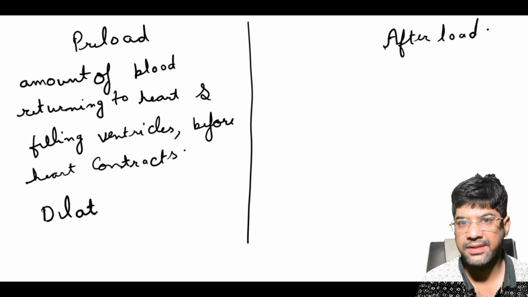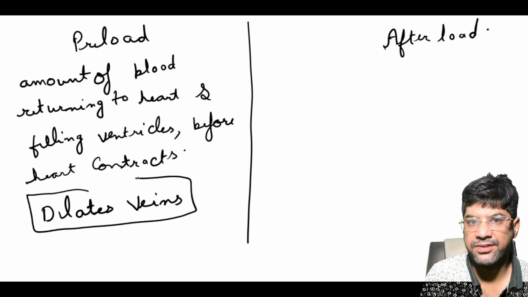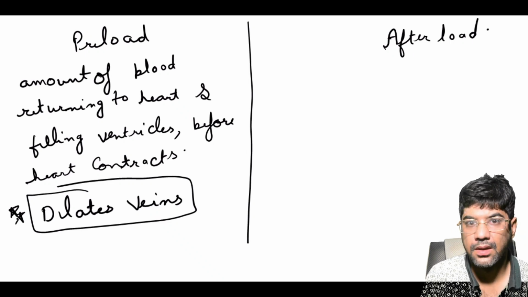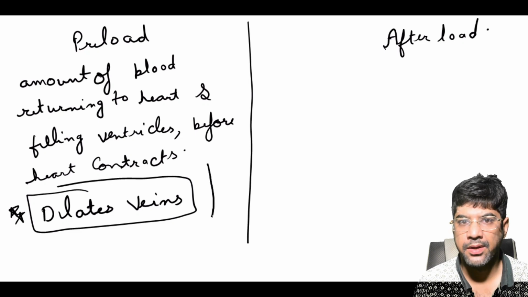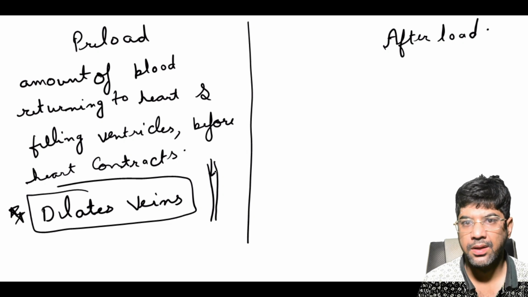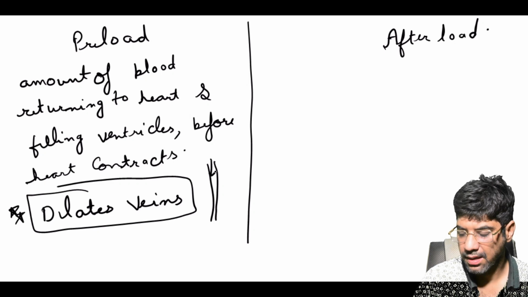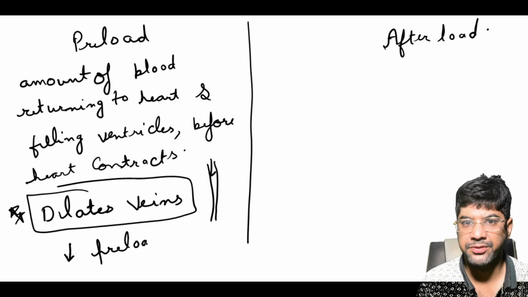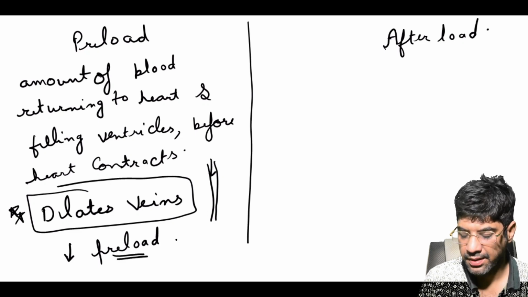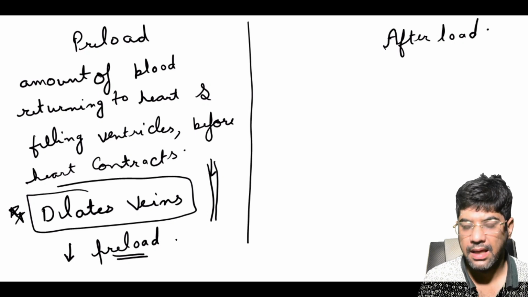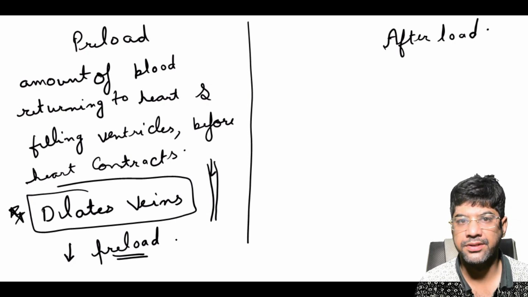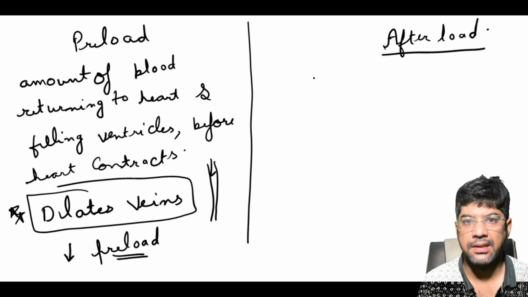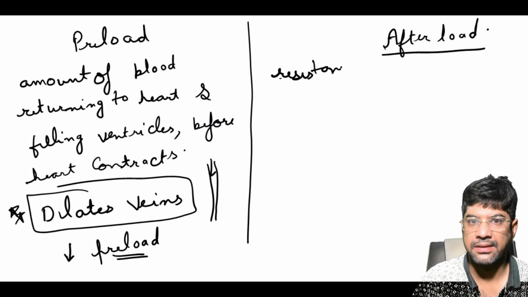Now, how do nitrates affect preload? The nitrates, remember, work by dilating the veins, which are the blood vessels that carry blood back to the heart. When the veins are dilated, more blood pools in the veins and less blood returns to the heart. This reduces the volume of blood, that is, it reduces the preload, and that leads to less stretching of the heart muscle. Reduced preload means that the heart does not have to work as hard, and therefore the oxygen demand of the heart muscle decreases. That is beneficial in angina. Second is afterload.